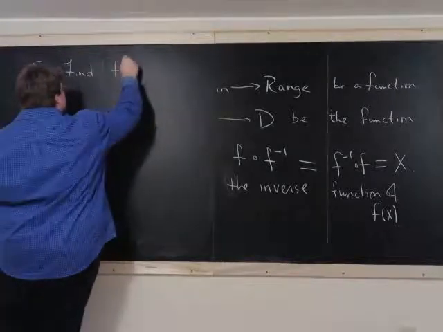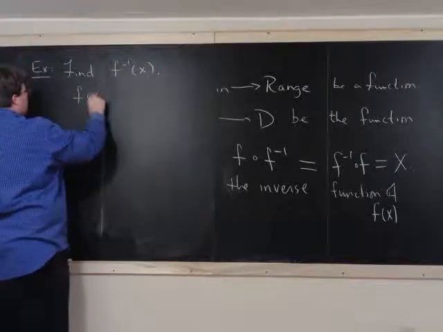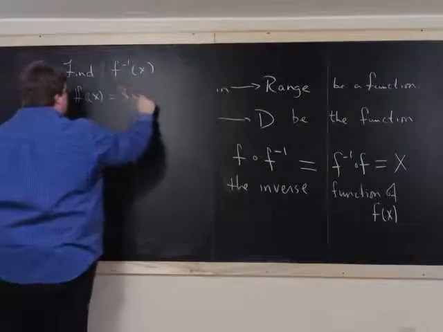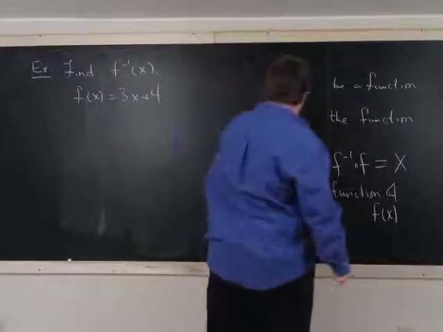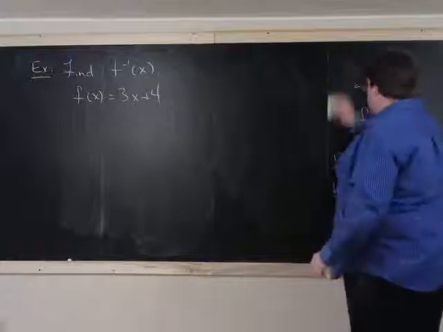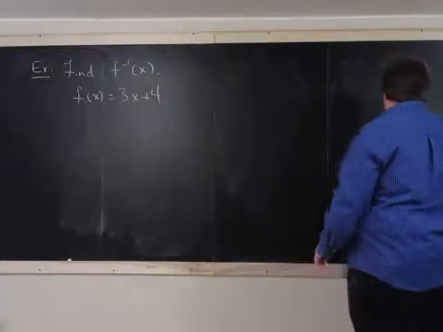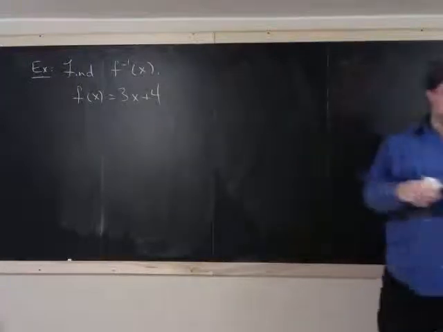Find f inverse of x given this function. Given f of x equals 3x plus 4. To find f inverse of x, we're going to follow a procedure, an algorithm, with a couple of steps. There are a few different ways of describing this algorithm.